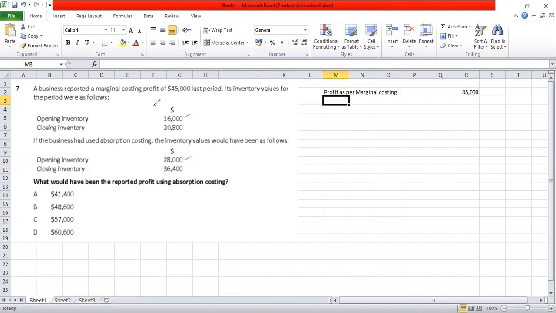So what do we do? What is the easiest way to remember what has to be done? In case of closing inventory, it is 20,800 and 36,400. 36,400 is more. How much is the difference?